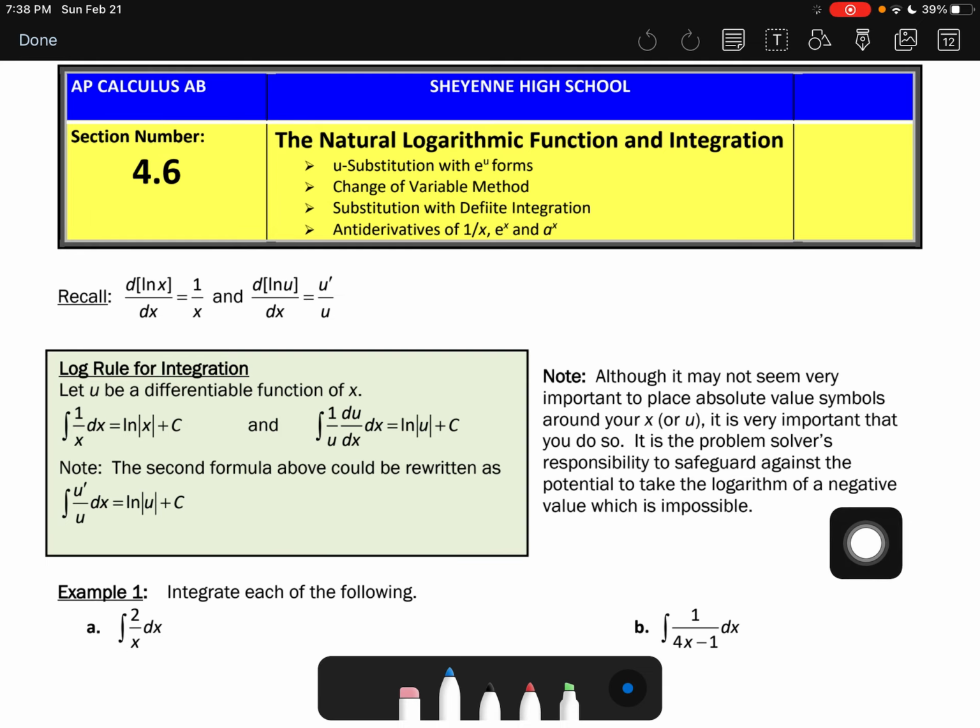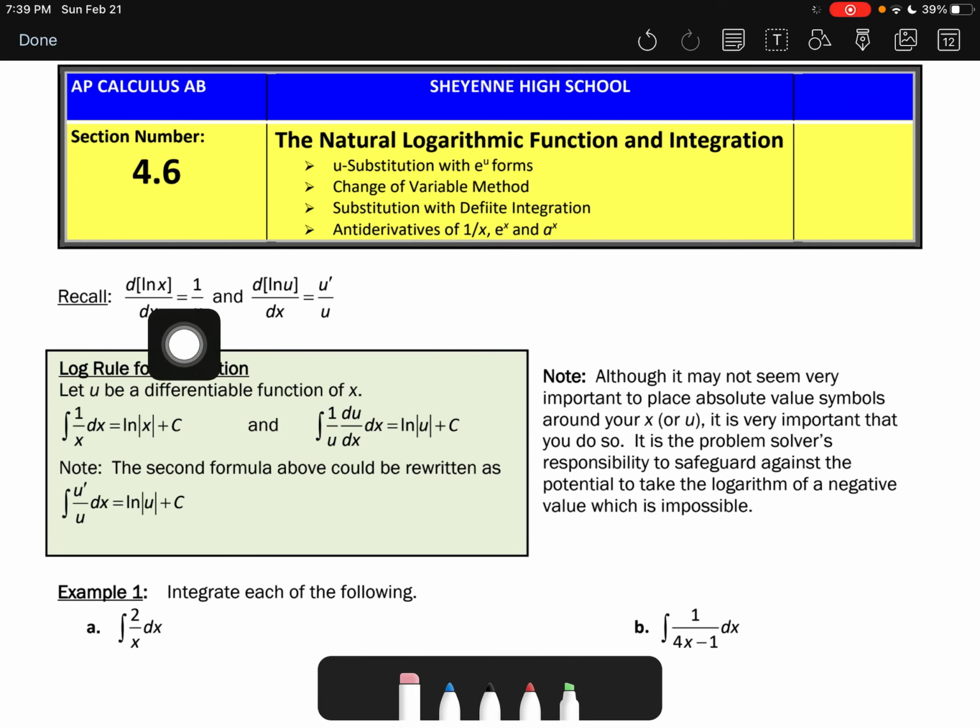Sometimes we're going to be able to just use our u substitution, but what we're going to recognize in most of these is that we get a form where we have something in its most basic form. It'll be like 1 over x that we're going to try to integrate. Now, if you remember, the derivative of ln of x was just 1 over x, and the derivative of ln of u was u prime over u.